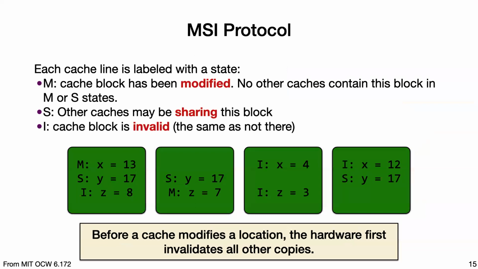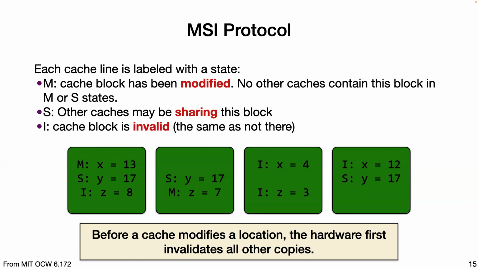And the most basic way to do that, the most basic cache coherence protocol, is called MSI. In MSI, each cache line has a state. M stands for the cache block has been modified, which means that no other caches can contain this block in M or S states. S stands for sharing, so it means that other caches can share this block, and I means invalid, and it's the same as not there.